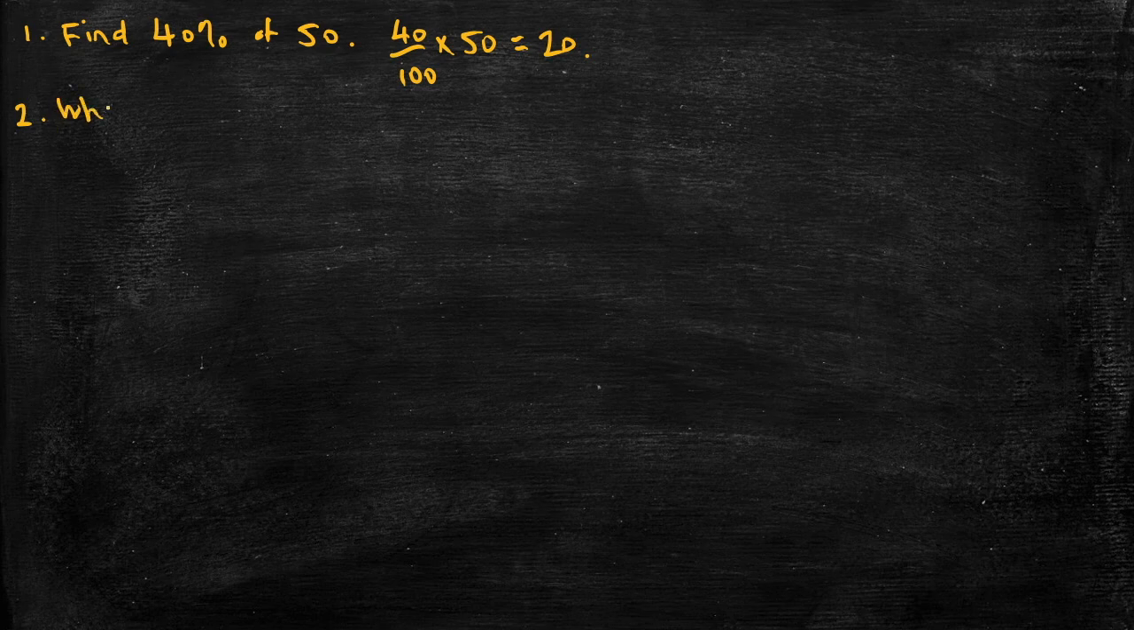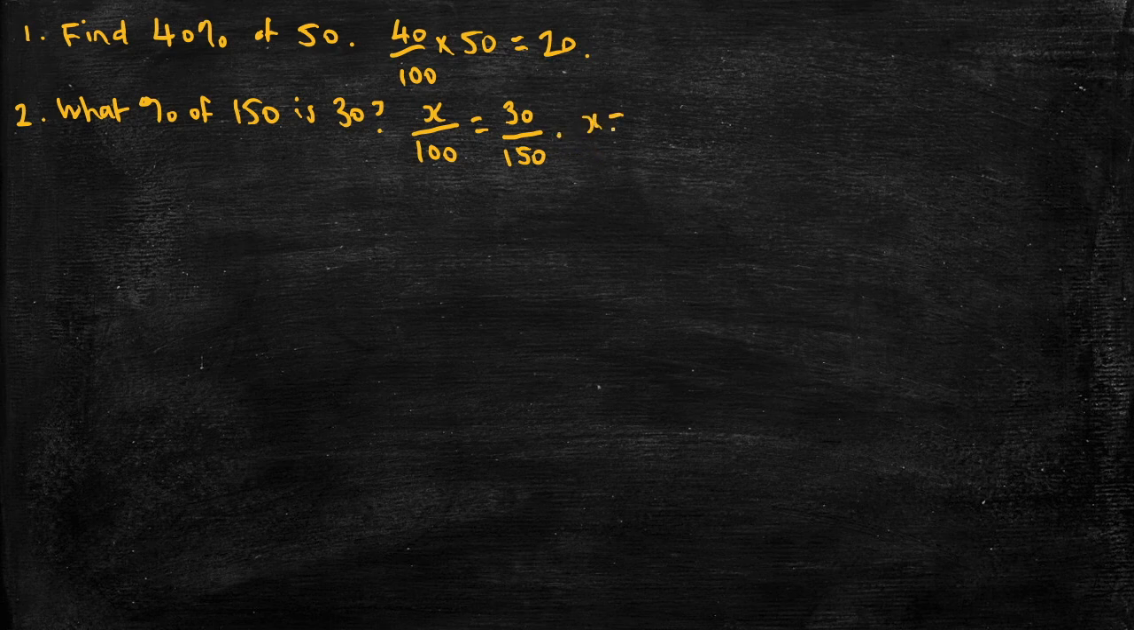Another type of percentage problem is to ask what percent of one number is another number. So let's say, what percent of 150 is 30? Here we can set up an equation: x out of 100, because we're trying to find a percentage, and that's a number out of 100, is equal to the fraction 30 over 150. If we solve that for x, we get x equals 30 over 150 times 100, and if we calculate that out, we get 20%.